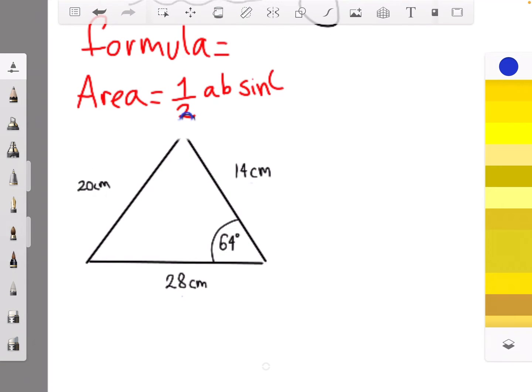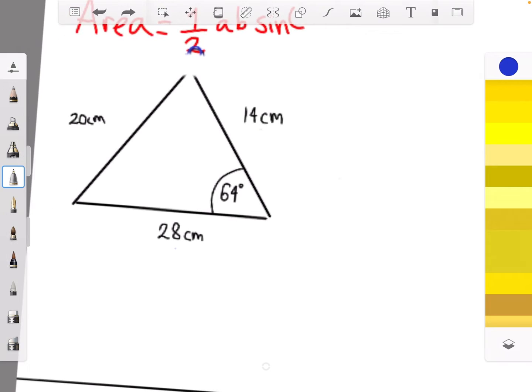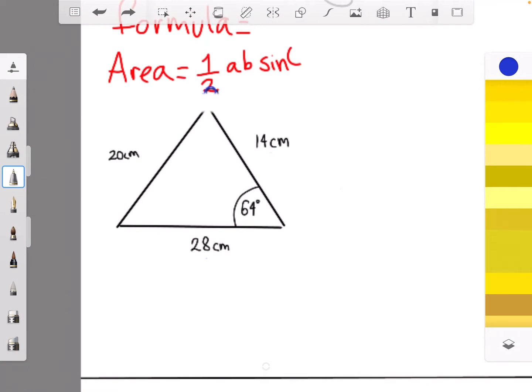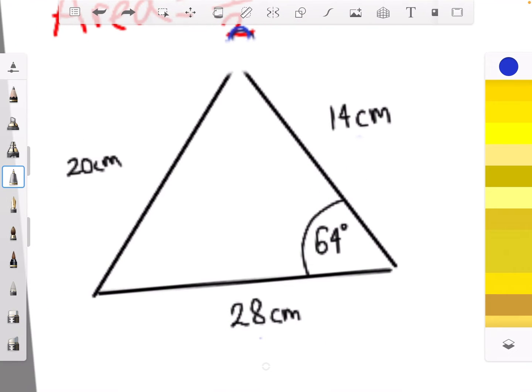Okay, so this is the formula you're going to use: half times AB times sine C. First, I really recommend that you label your triangles. For example, this would be your angles first, A, B, C.